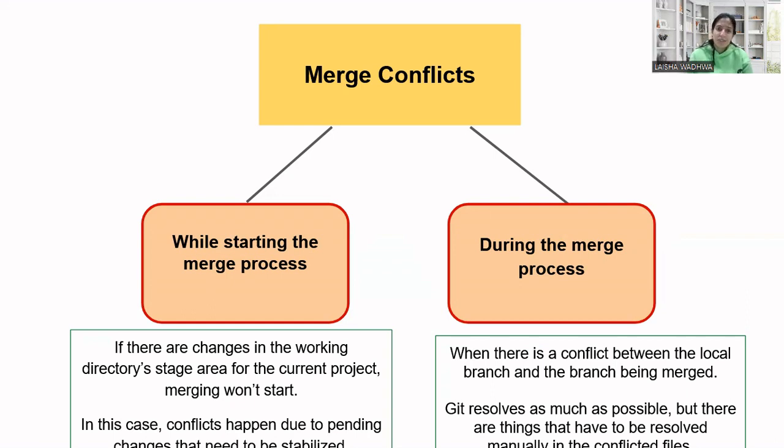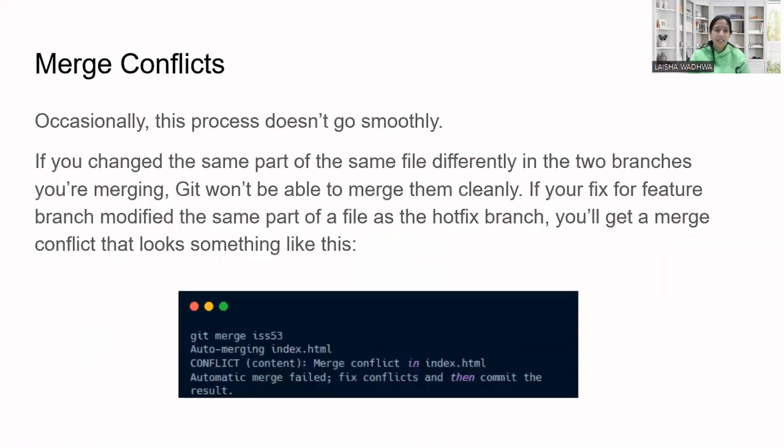Now, you can handle merge conflicts through command line, you can handle merge conflicts through GitHub UI as well. We'll look at both of the ways in which you can do that. Now, Git naturally tries to resolve as much as possible, but things have to be manually resolved if there are conflicting files. Okay, so we know that occasionally there are chances when this process wouldn't go ahead so easily.